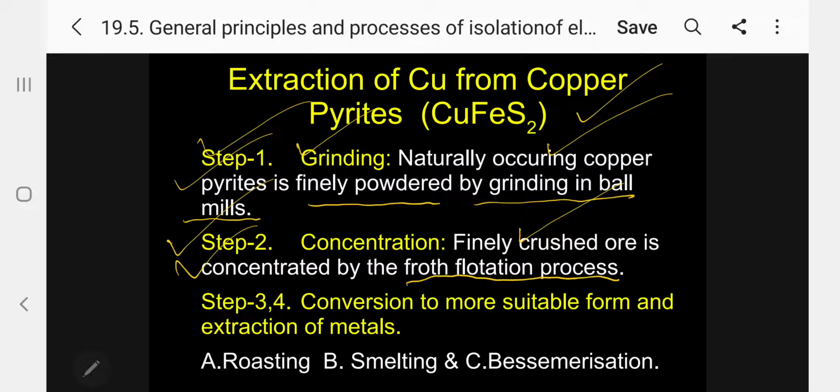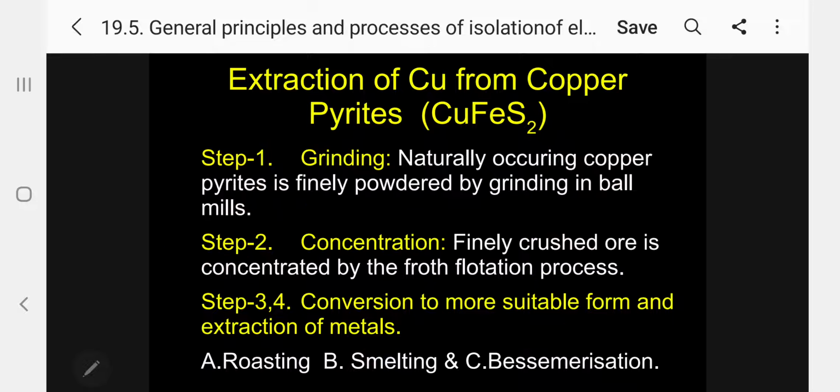Kindly follow. Then steps 3 and 4, I am combining here, that is conversion to a more suitable form and extraction of metals. Conversion to a more suitable form, and from the more suitable form, the extraction of the metal, that is impure metal. A. Roasting, B. Smelting, and C. Bessemerization. Kindly follow.